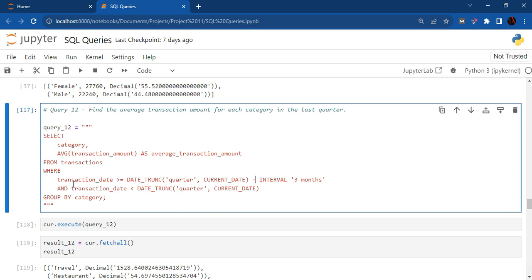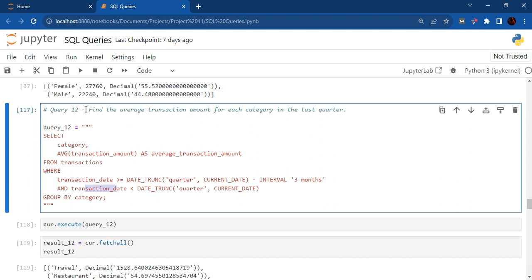So now we have to make sure that the transaction date is greater than or equal to today, the current date, minus 3 months. If you minus 3 months from today, we'll have January, December, November. I think it will be November. So today minus 3 months. The transaction date should be greater than it, and also the transaction date should be less than today.